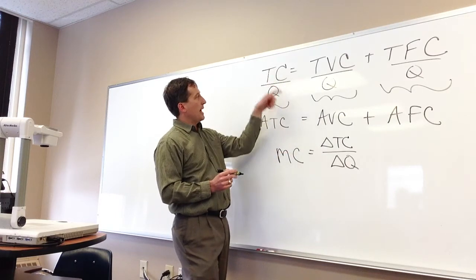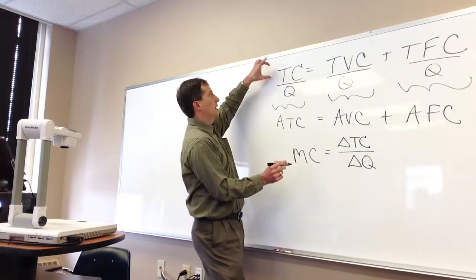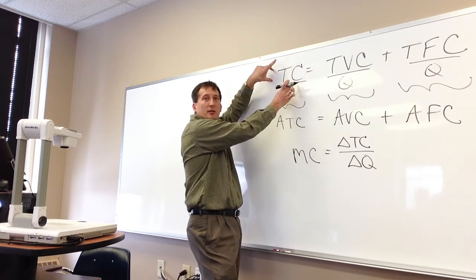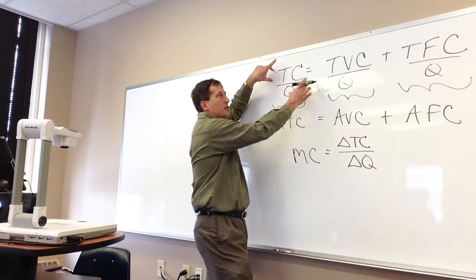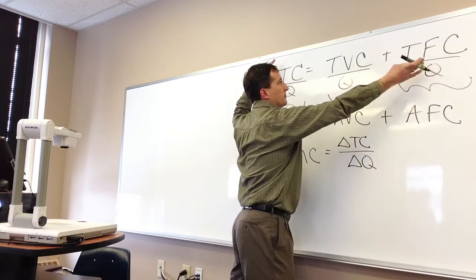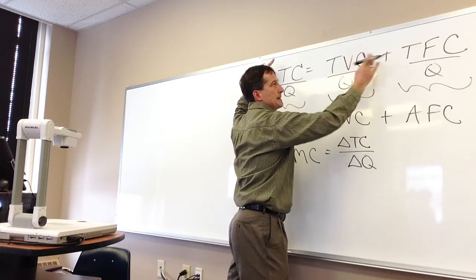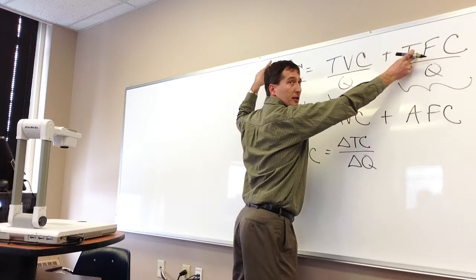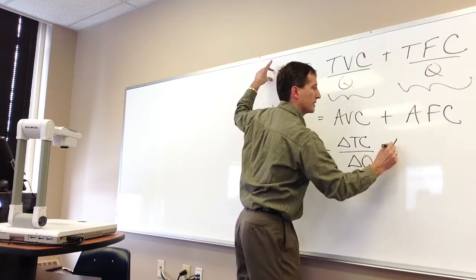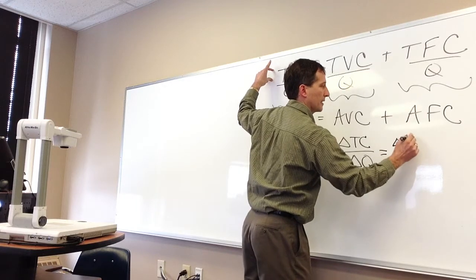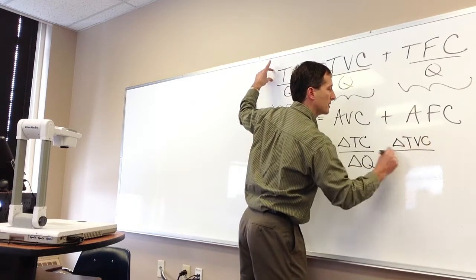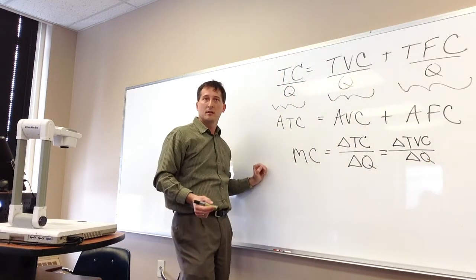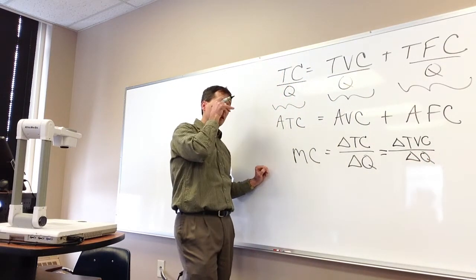We've got a little adaptation we can do, though, because we know how total cost changes. Which one of these changes? Variable is the only thing that can change. This one's fixed by definition. So this is also equivalent to the change in total variable cost divided by the change in quantity. Yet another way to figure that out.